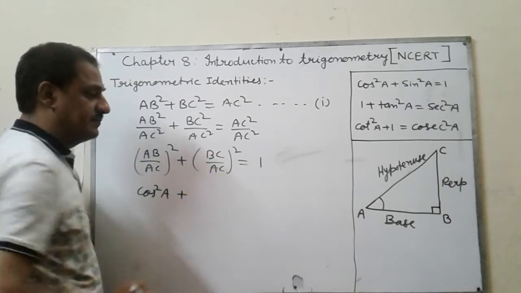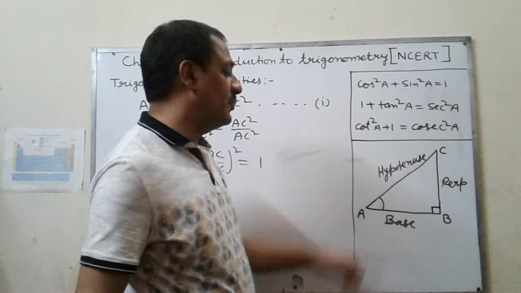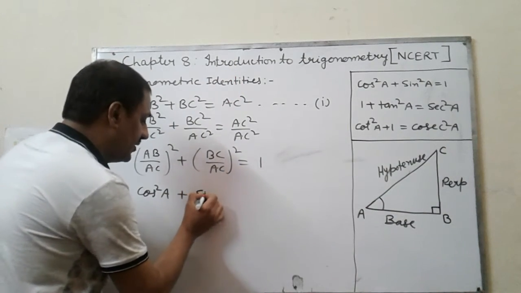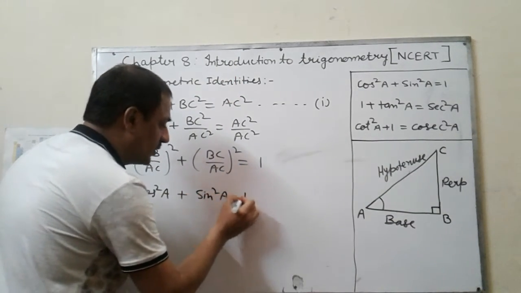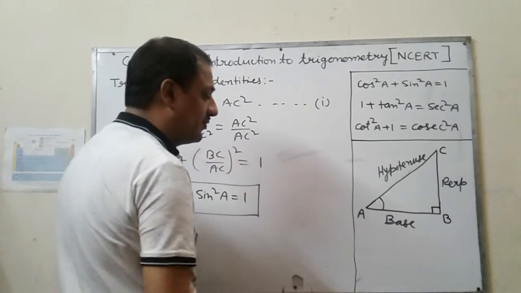similarly we can write BC upon AC. BC is the perpendicular, perpendicular upon hypotenuse. Perpendicular upon hypotenuse is equal to sin. Now it will become sin square A is equal to 1. This is the first identity.